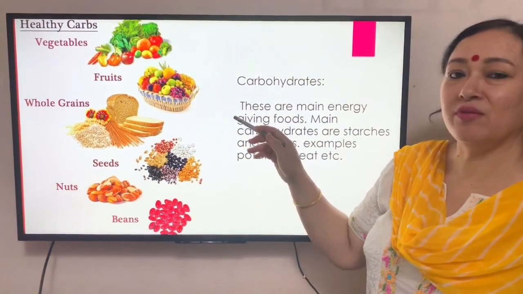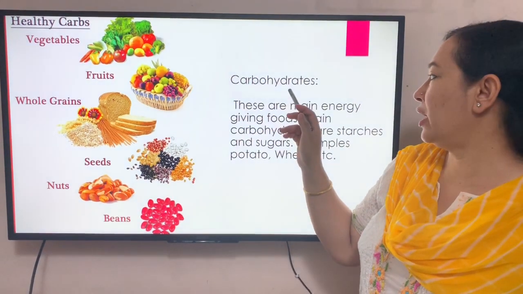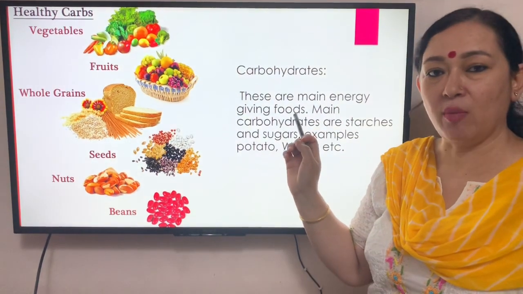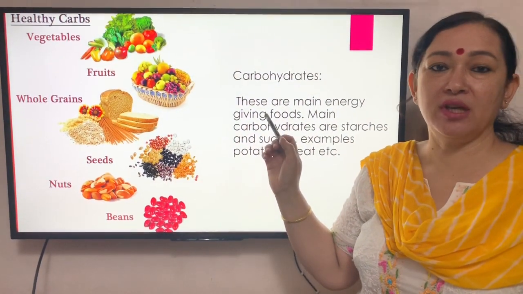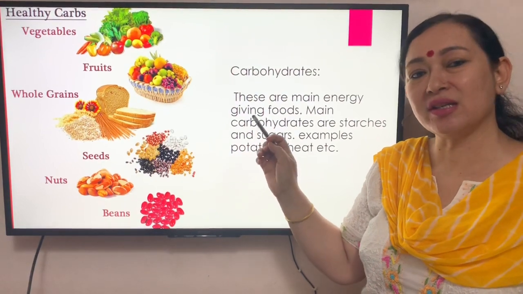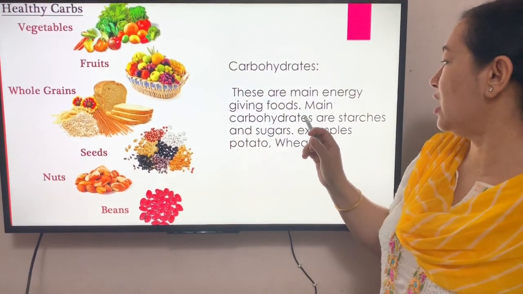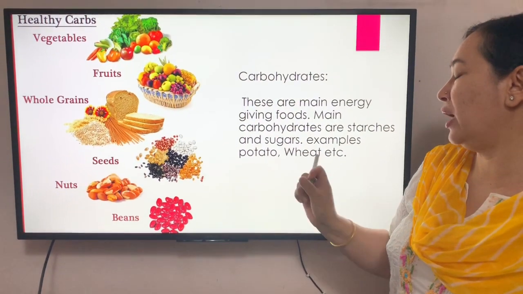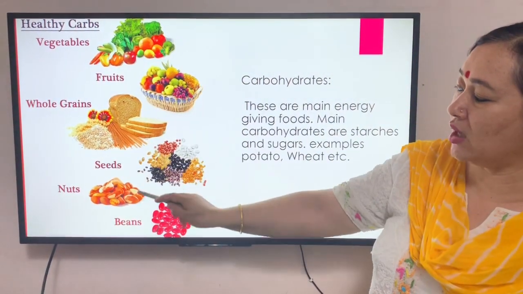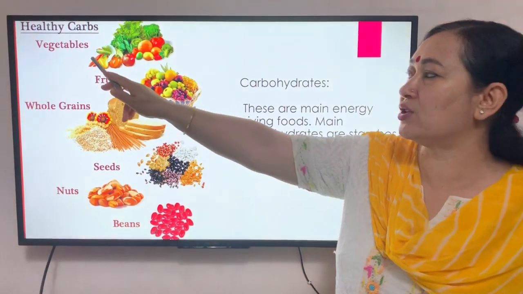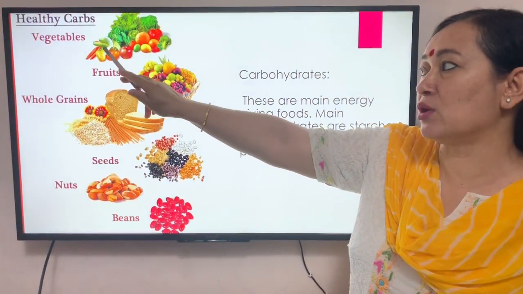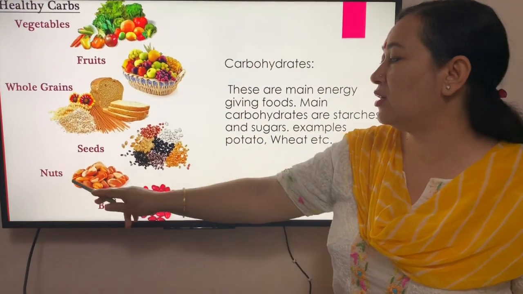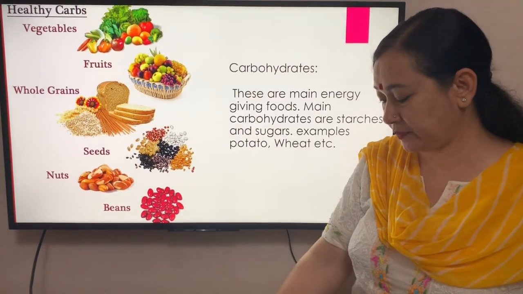Now, let us take them one by one. The first one is carbohydrate. These are the main energy giving foods. We get energy from carbohydrates. Most of our energy we get from carbohydrates, and carbohydrates are divided into two categories, starch and sugar. The examples are potato and wheat, and the other examples are given here. You can see some of the pictures. You get your carbohydrates also from vegetables, fruits, whole grains, seeds, nuts and beans.